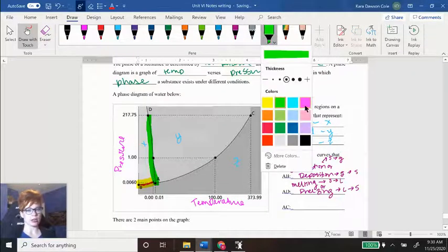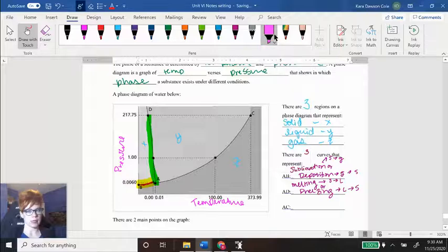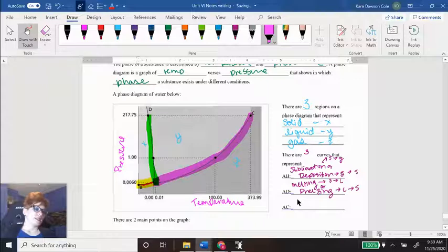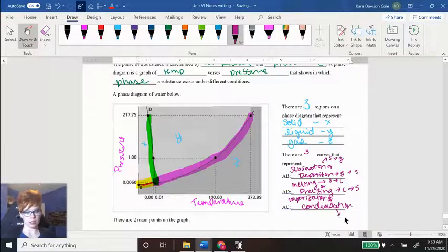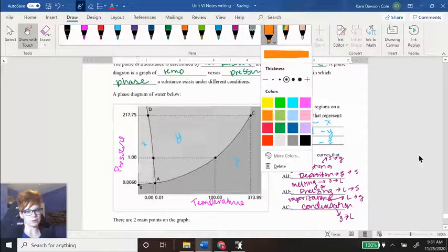And then the last curve is A to C. Now, A to C is where we're going from a liquid to a gas or a gas to a liquid. So this is the vaporization, condensation line. So condensation, we're going from a gas to the liquid, and then for vaporization, we're going from the liquid to the gas. Okay. Now, you have a couple of points.